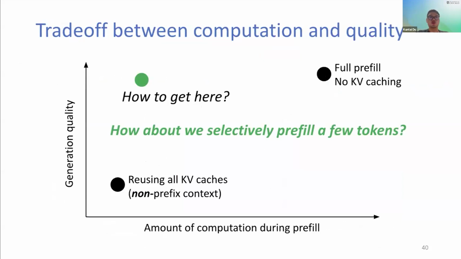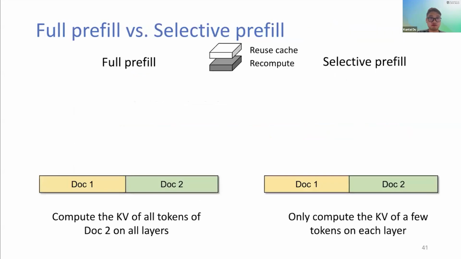So basically, we are still doing the prefill, but while doing the prefill, we will check which tokens are changing and which tokens are not. Sorry, the KV cache of which tokens is changing and the KV cache of which tokens are not changing. And we found that only a small subset of the tokens changes KV cache, and we can leverage that property to save the computation.